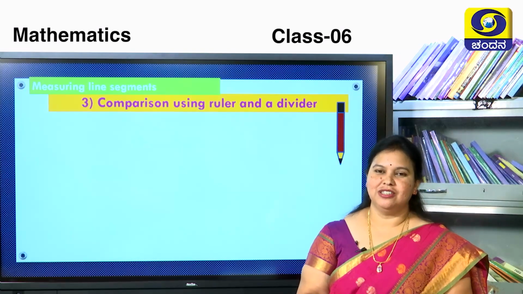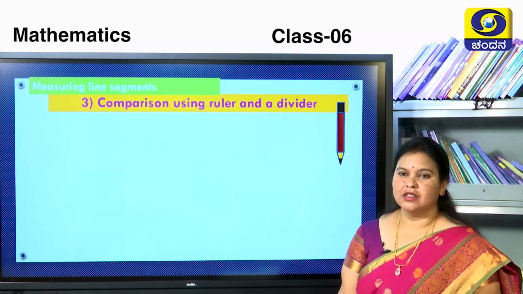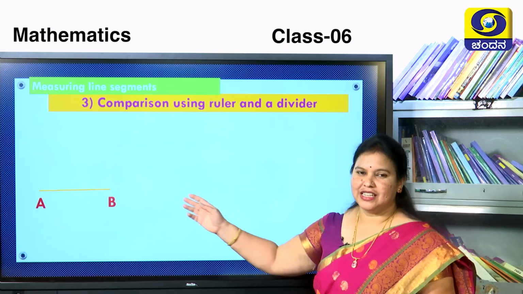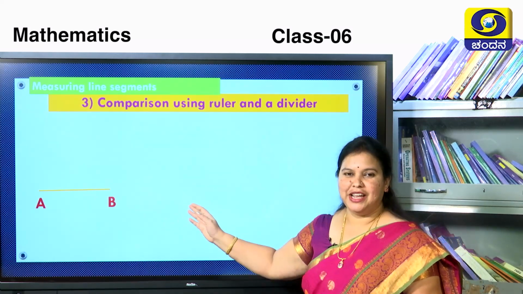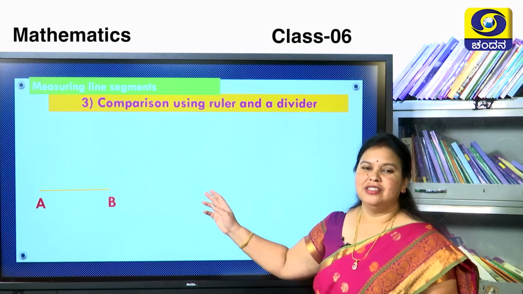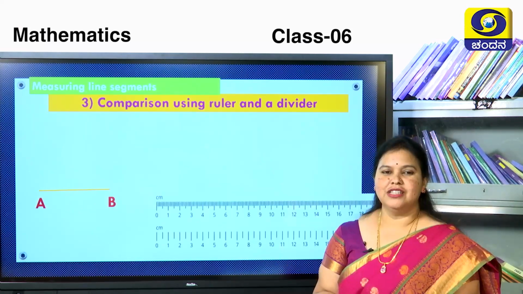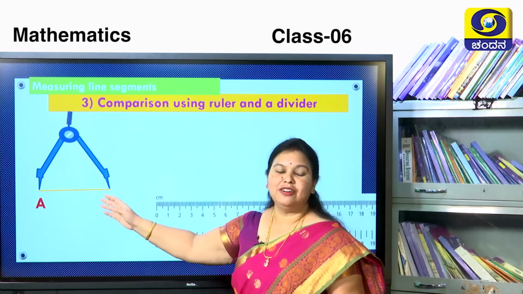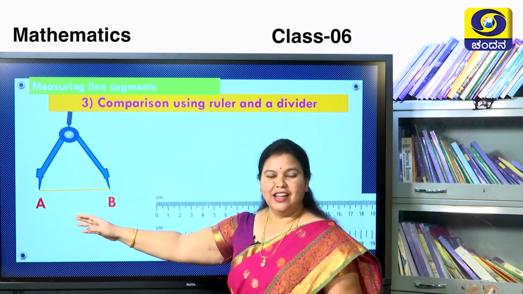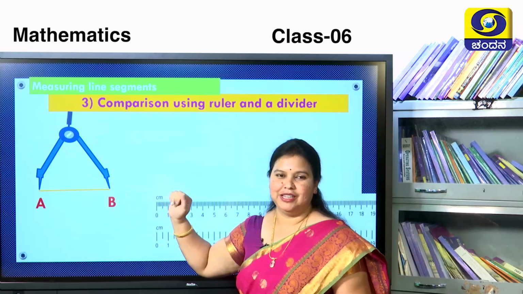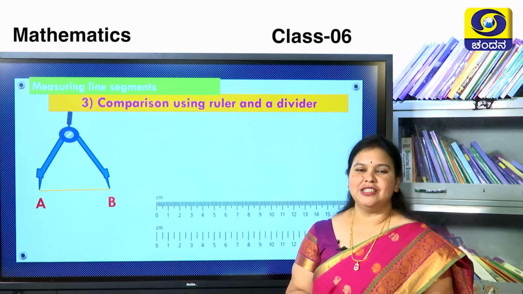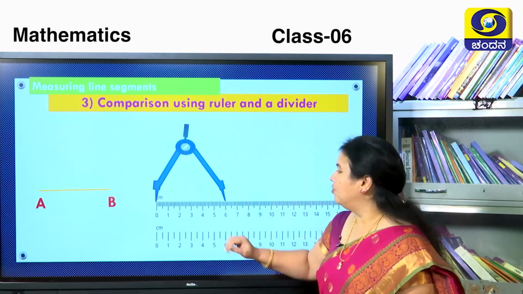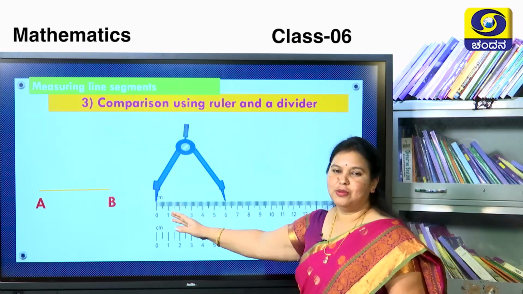A better way to measure a line segment is to use the divider. First, we take a pencil and draw a line like this. Let's call it AB. It is a line segment AB. Now, we have to measure this AB using a divider. First, we have to open the divider and place it on AB such that the sharp end of one arm of the divider is on A and the sharp end of the other arm is on B. Without disturbing the adjustments, lift the divider and place it on the ruler. Ensure that one point of the divider is on the 0 mark of the ruler.